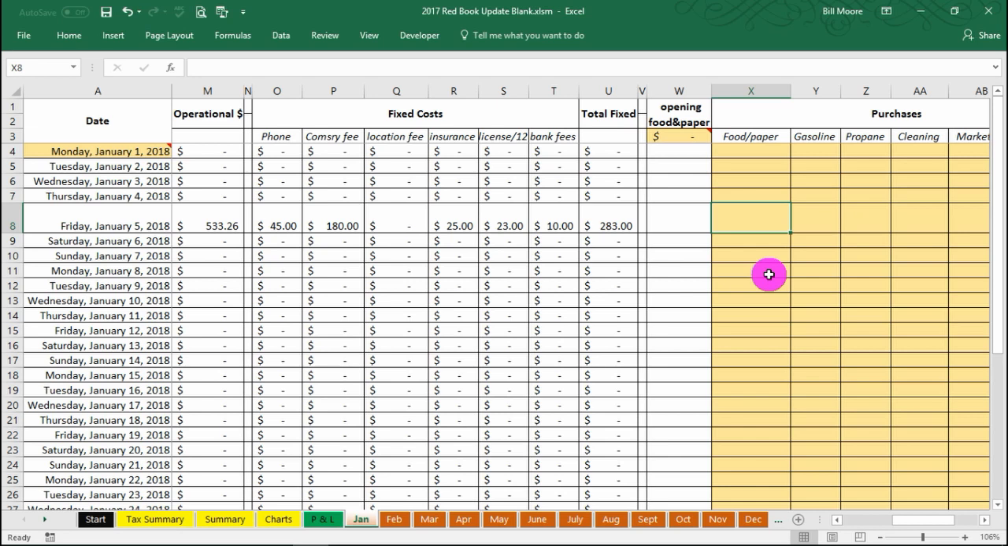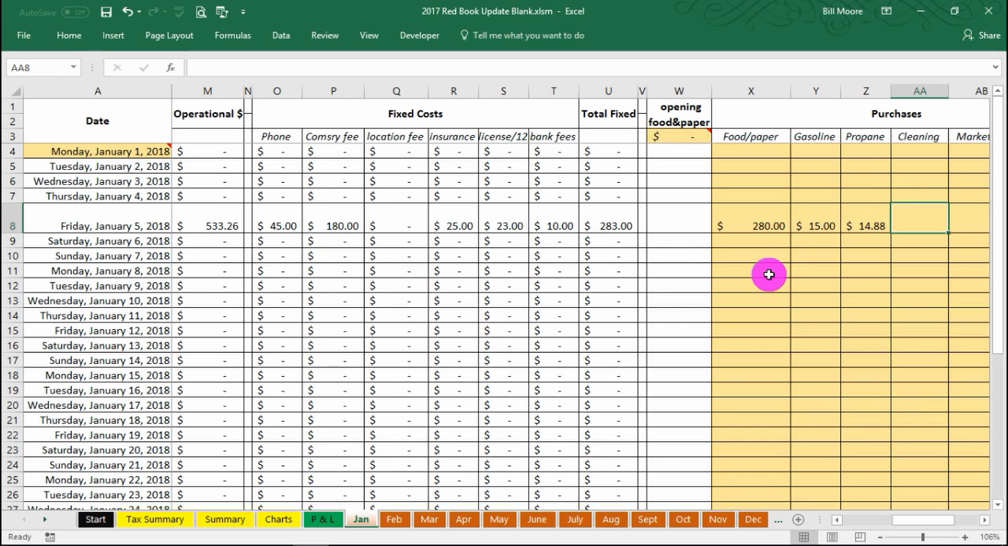So let's say that I buy $280 worth of stuff to get me going for that day. Gasoline is, of course, transportation related, or if you run a generator, that's where you'd also put your gasoline. And I usually put in $15 to $20 at a time. Propane, let's just say I use one tank or bought one tank.